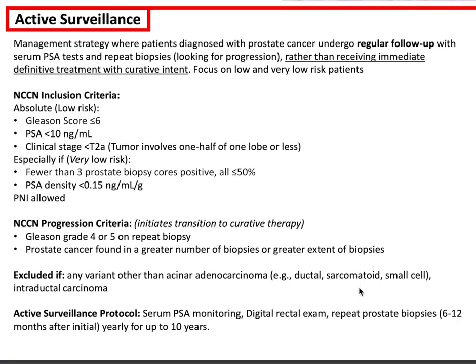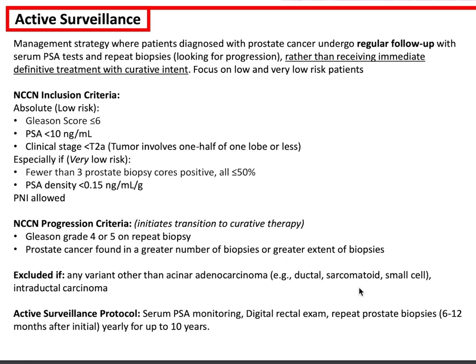Active surveillance. This is when patients are diagnosed with prostate cancer and just undergo regular follow-up with serum PSA tests and repeat biopsies to look for progression, rather than receiving treatment like a prostatectomy with curative intent. And the inclusion criteria include Gleason score less than or equal to 6, PSA less than 10, clinical stage less than T2A, where it involves 1/2 of one lobe or less, and especially if very low risk, where you have fewer than 3 prostate biopsy cores positive and all are less than or equal to 50%, and the PSA density is less than 0.15, and PNI is allowed.